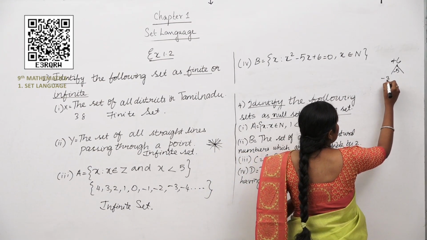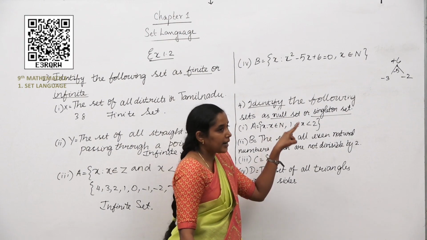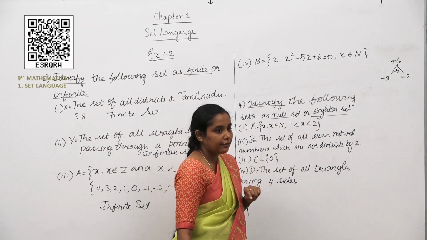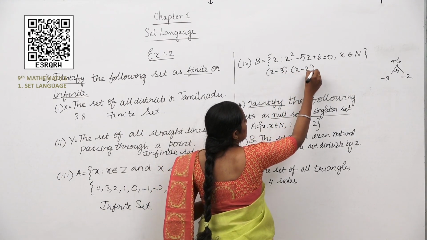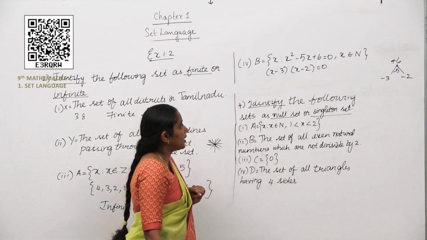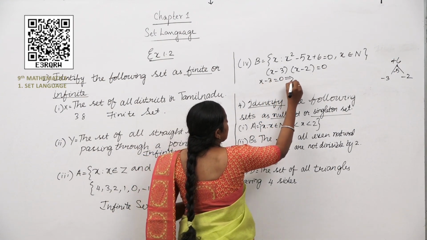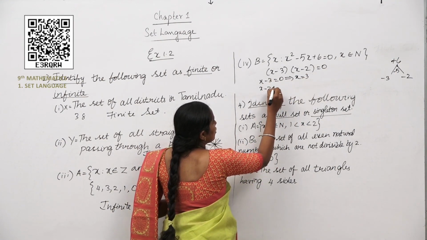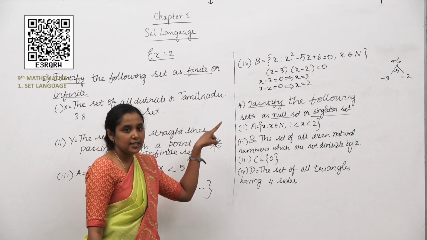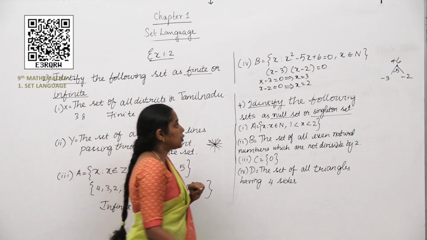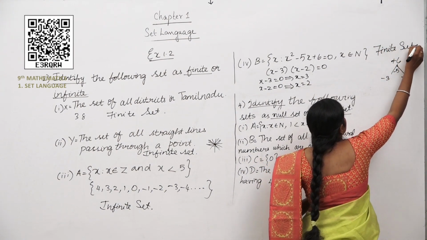So, minus 3 and minus 2. Minus 3 into minus 2, what will you get? Plus 6. Minus 3 minus 2, what will you get? Minus 5. So, you can write it as (X minus 3)(X minus 2) is equal to 0. So, X minus 3 equal to 0 gives X is equal to 3, X minus 2 equal to 0 gives X is equal to 2. So, the values of X are 3 and 2. So, it is a finite set.